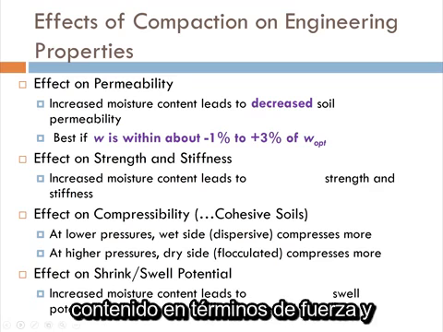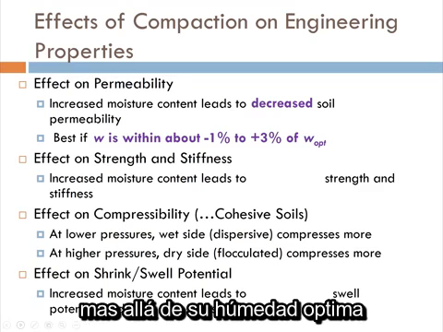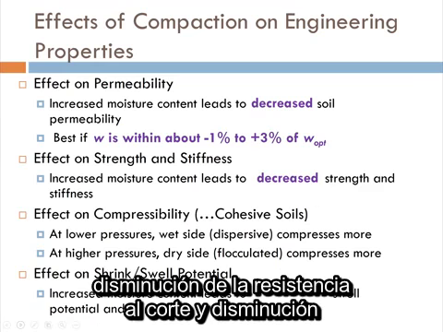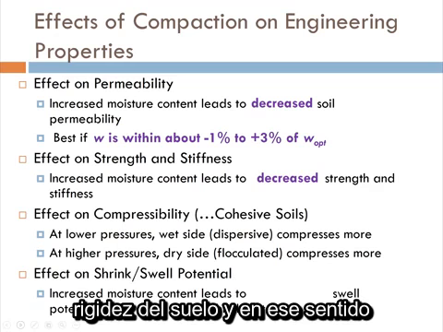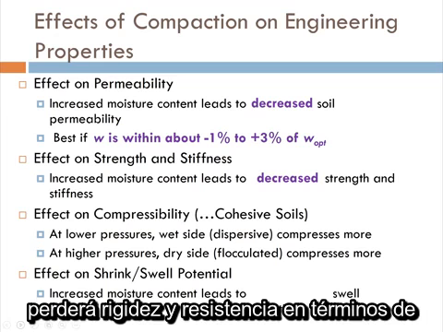In terms of strength and stiffness, if we go wet of optimum, that increased moisture content is going to lead to decreased shear strength and decreased soil stiffness. And that makes sense. It's going to behave more like a viscous fluid than a solid soil, and so we lose stiffness and strength.